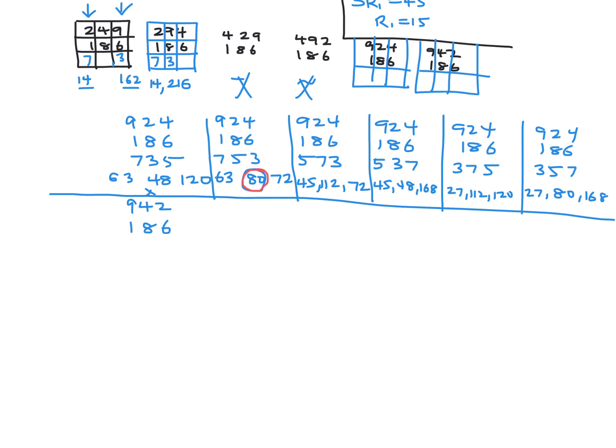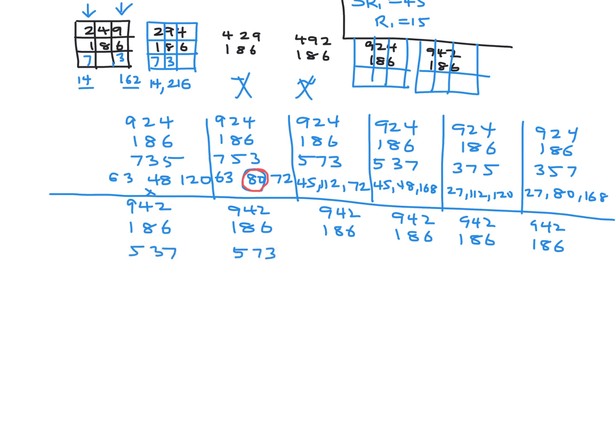Okay, and similarly, you guys can do the other ones. I'm sure you can do it. I'll help you out with a couple of these. You're just going to do the same thing, right? 942, 186. There's going to be 6 of them. And you will fill in the arrangements of the 735. So whatever, 537, 573, 357, 375, 735, 753, like that, right?